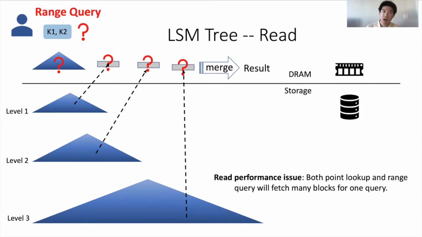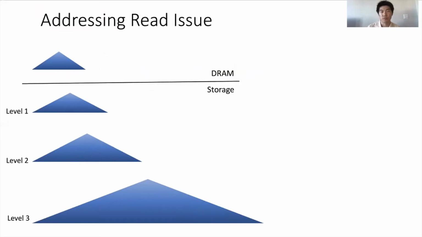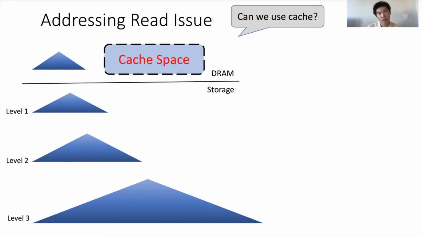And how to solve this read performance issue? In order to save the storage I/O, one typical thinking is that if some item is frequently accessed, can we use cache so that next time this item is accessed, we can directly return it from memory instead of fetching it from the storage, so that the storage read will be saved?